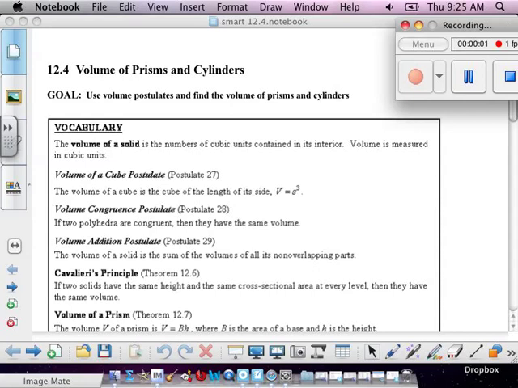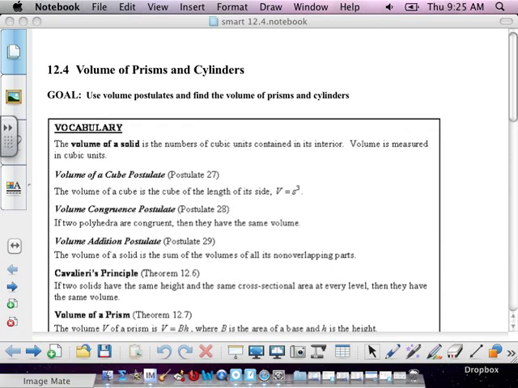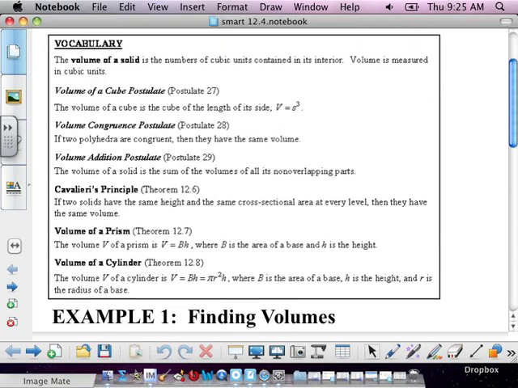Right, ladies and gentlemen, we're looking at 12.4, volume of prisms and cylinders. Now, when we talk about volume, that is how much can fit inside an object. Surface area is like how we wrap it, okay? Volume is how much we fit inside it. So volume of a solid is the number of cubic units contained in its interior. Volume is measured in cubic units.